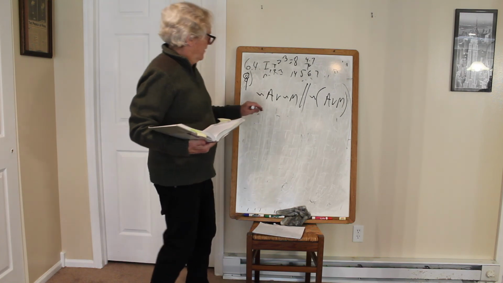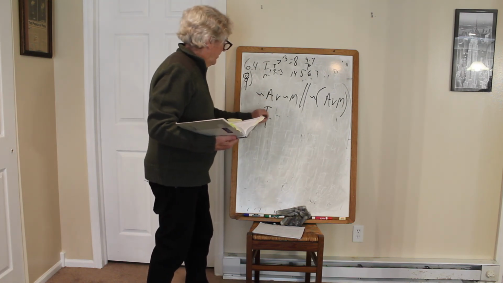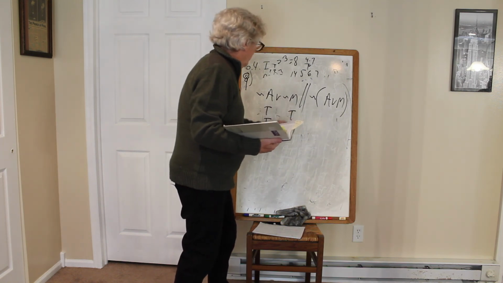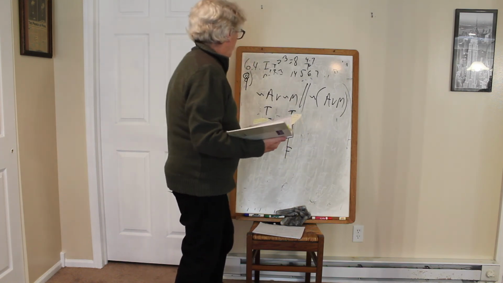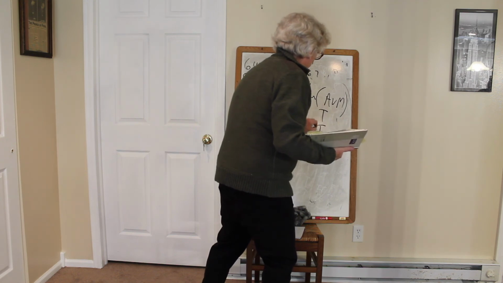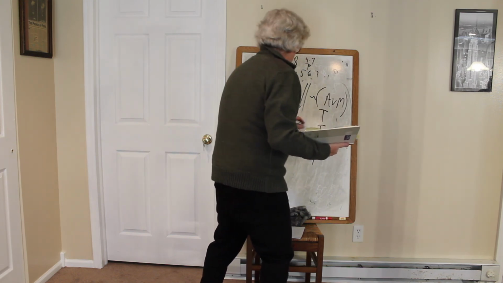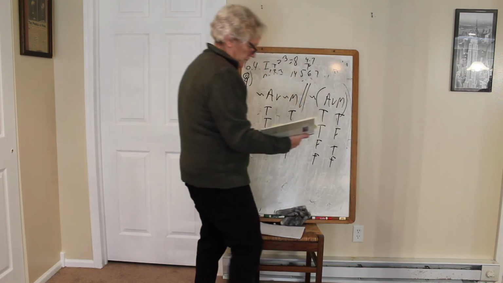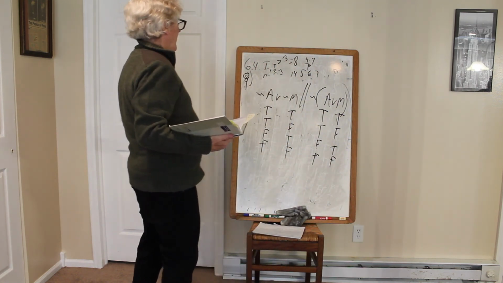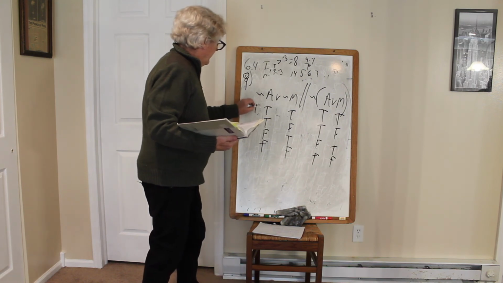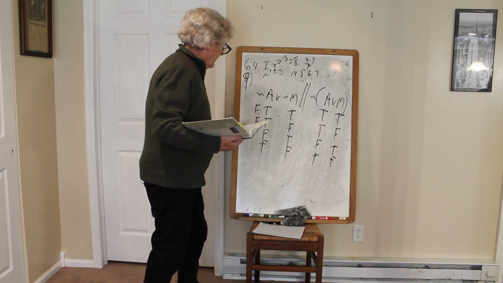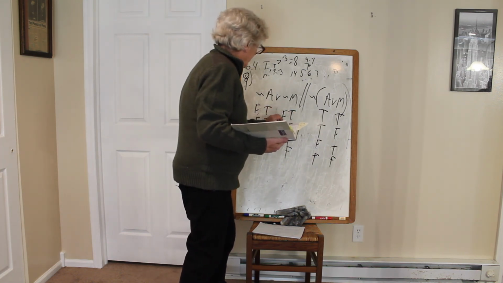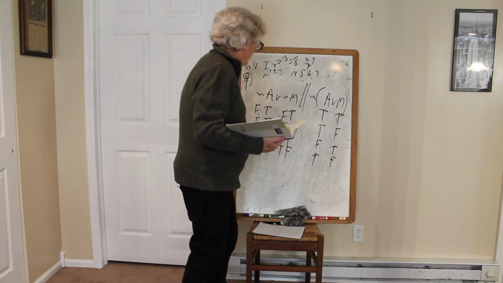We get some break here because there are only 4 rows: 2 trues, 2 falses. Why? Because it's only 2 letters. So true, false, true, false for A, 2 trues, 2 falses. And under M, true, false, false. Okay. Not A: not T is F, not T is F, not F is T, not F is T. Not T is F, not F is T, not T is F, not F is T.